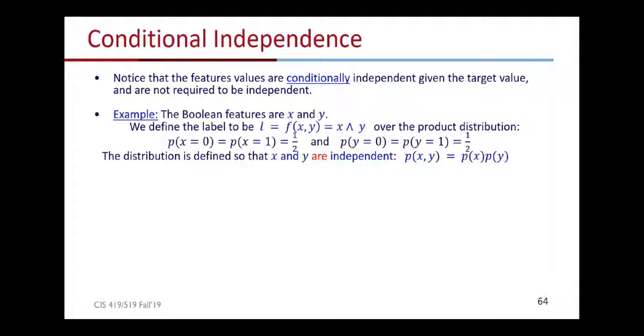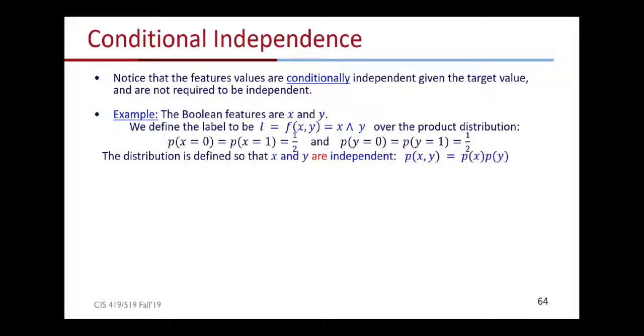So the assumption that we made is that the feature values are conditionally independent given the target value. In the next couple of slides, which I'm not going to go over in detail but you should go over yourself, I'm showing examples that conditional independence, which you're assuming here, and independence are different conditions.